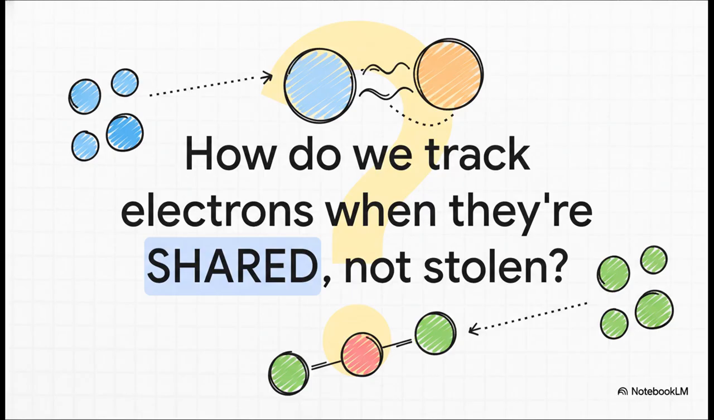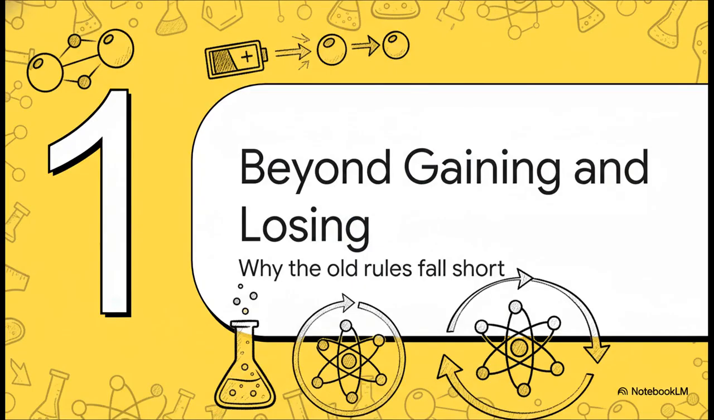The whole idea of one atom losing an electron while another one gains it, that's pretty simple, we get that. But what about the huge majority of chemical bonds where electrons aren't actually stolen at all, but shared? How in the world do we decide who owns them then? That's the real challenge we need to solve. You see, just thinking about reactions as a simple gain or loss of electrons is, well, too limited. It works perfectly for one type of bond, but it leaves a massive chunk of chemistry completely in the dark. It was pretty clear that scientists needed a better, more flexible, more universal system.